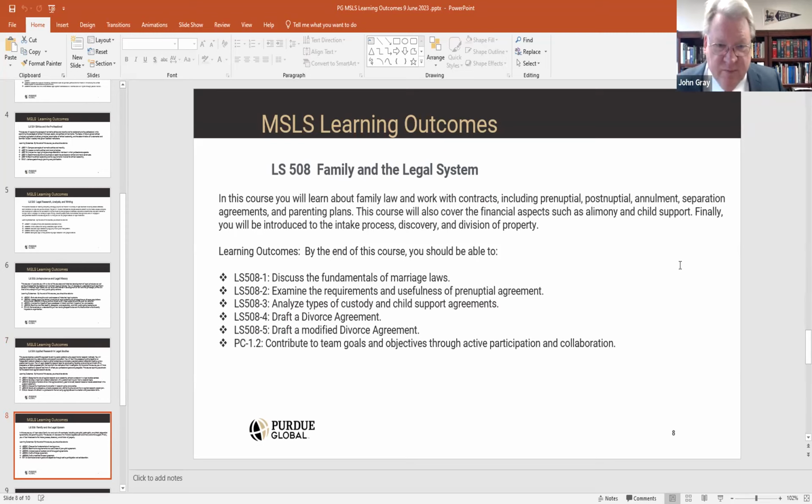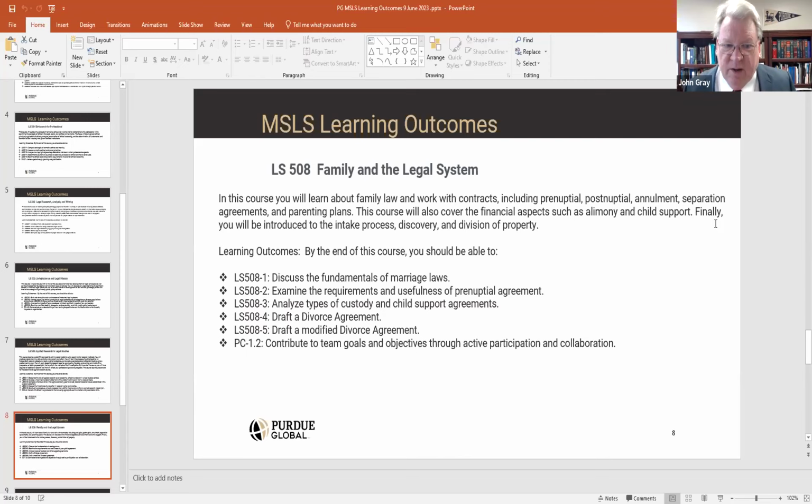LS 508 is the family and the legal system, and you'll learn about family law and work with contracts, looking at prenuptial, postnuptial agreements, annulment, separation agreements, parenting plans, and this course will also look at the financial aspects of divorce, for example, considering then alimony and child support. And you'll also look at the intake process of these cases, discovery, meaning how information is gained from the other side in the case using the legal system, and also how property divisions generally are formed.